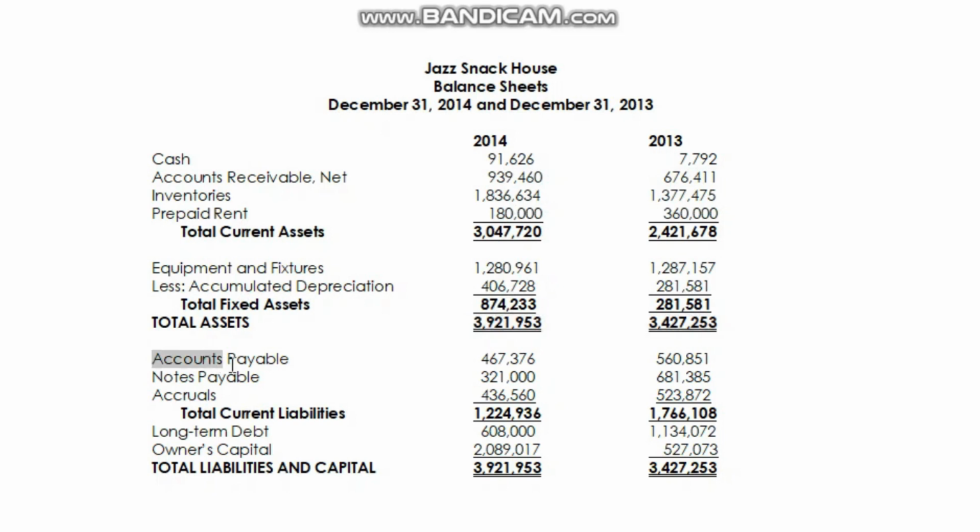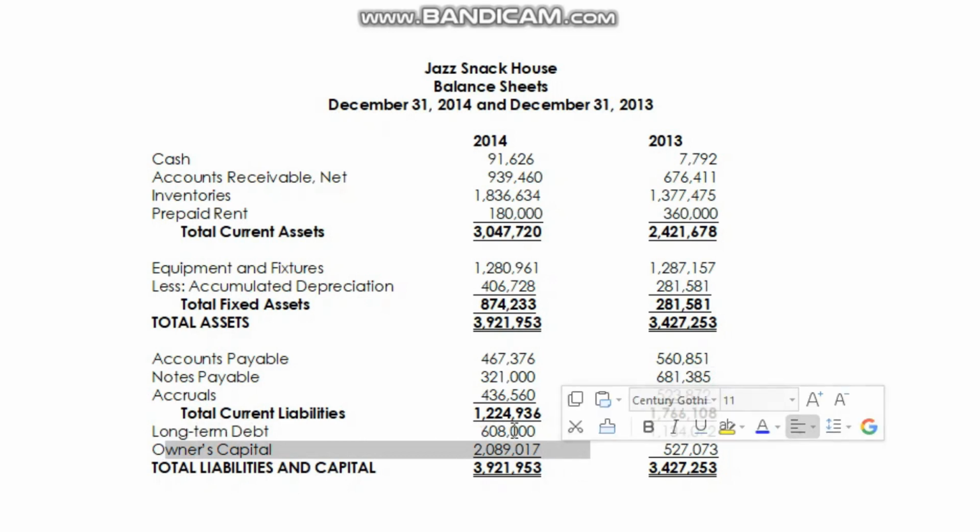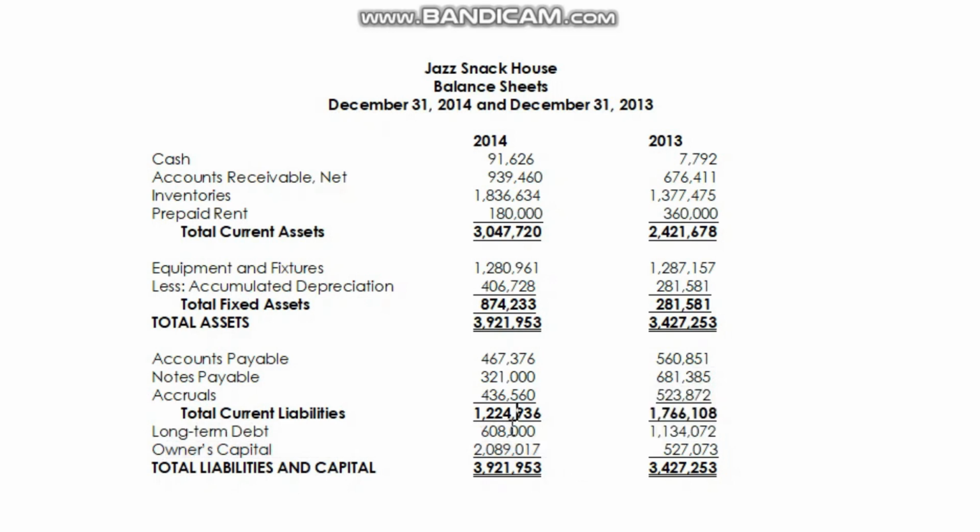And then accounts payable, notes payable, and accruals for your current liabilities. And then you have only one item for long-term debt. And then you have your owner's capital. So total current liabilities plus long-term debt plus owner's capital will give you the total liabilities and capital. Remember that the total assets and the total liabilities and capital should be equal.